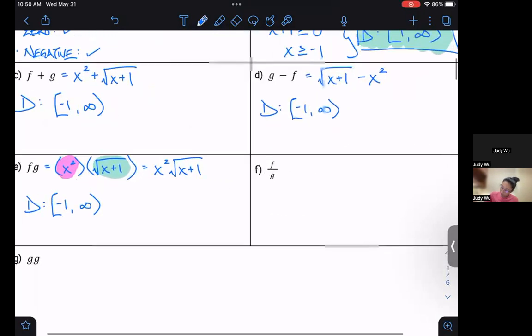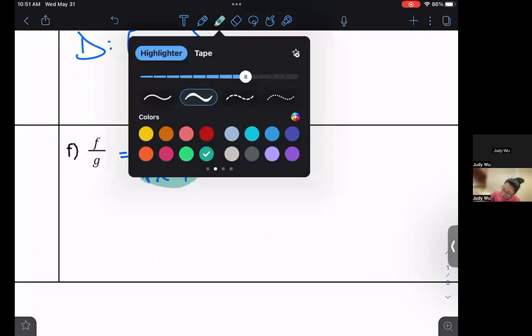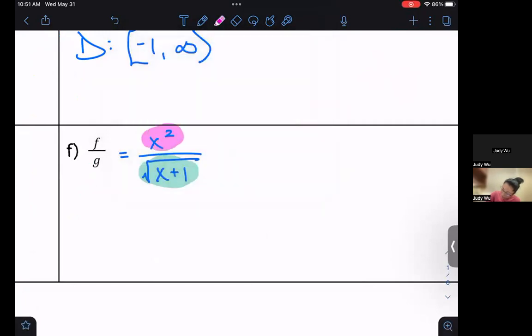All right, let's take a look at F. F is f divided by g. That gives us x squared divided by the square root of x plus 1. So this was my g function, and this was my f function over here. Now, I wanted to use this example for two reasons. One, it's more interesting when we have a square root in the bottom.